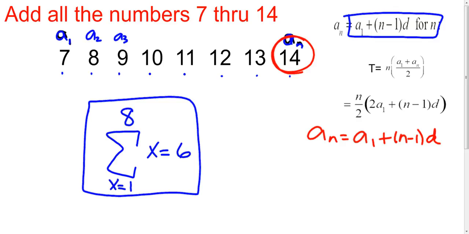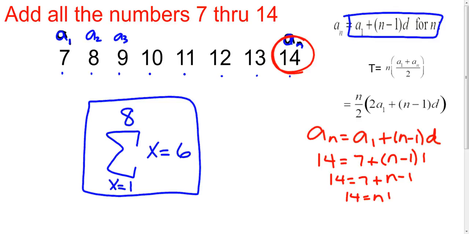So this is the last term that I'm trying to find, which is 14. My first term is 7. I don't know my term number, and my constant difference is 1. So then I would go 14 equals 7 plus n minus 1. So 14 equals n plus 6. Subtract the 6, and n equals 8. We already knew that because we could count it. But if we didn't know that, that's what we would need to do.